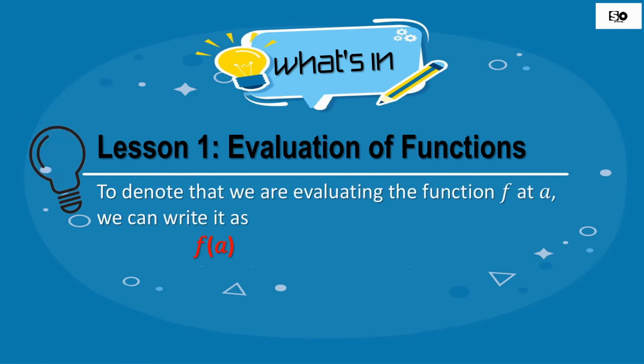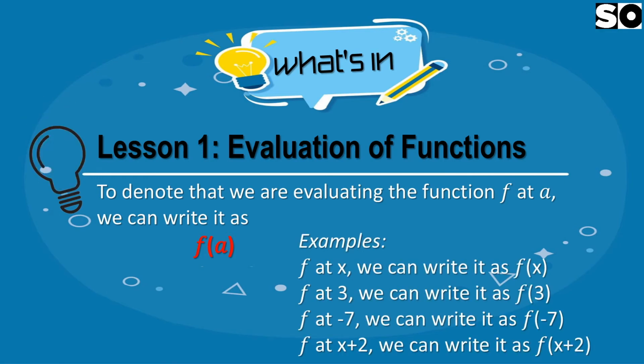To denote that we are evaluating the function f at a, we can write it as f of a. Examples: f at x, we can write it as f of x. f at 3, we can write it as f of 3. f at negative 7, we can write it as f of negative 7. f at x plus 2, we can write it as f of x plus 2.